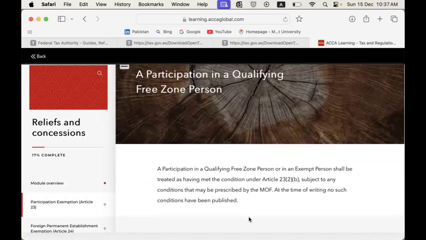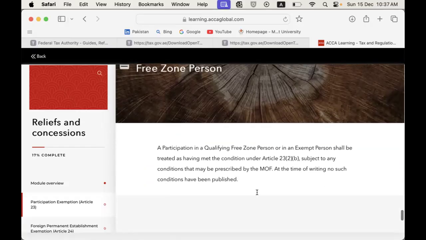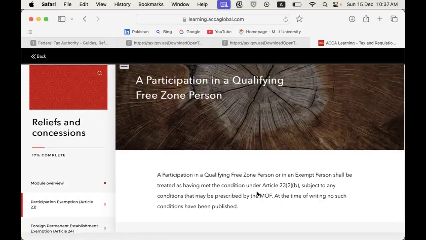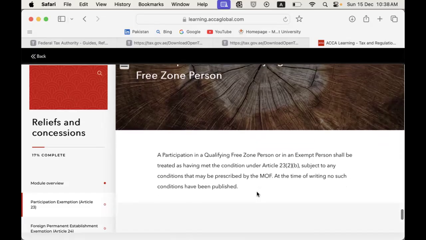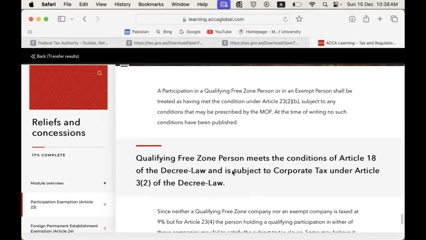Now, let us have a look at participation in a qualifying free zone person. Now, why is this even highlighted? So if you recall, the whole point of a qualifying free zone person is that they are earning the majority of income. Their majority of income is qualifying income. Only then will it become a qualifying free zone person. And what happens when a company becomes a qualifying free zone person? It pays zero tax on its qualifying income. So that's the whole point. Now that qualifying free zone person anyways is not paying any tax. So let us have a look at what will happen.